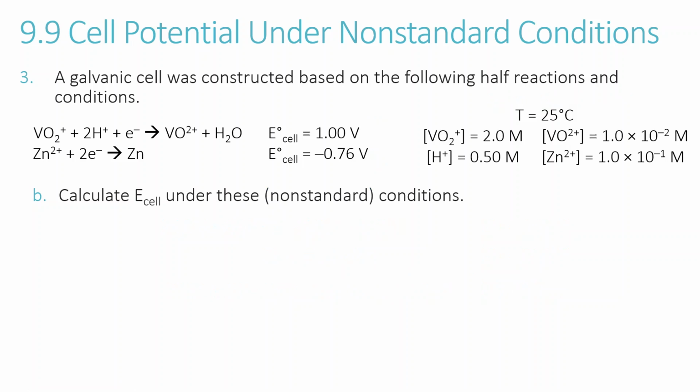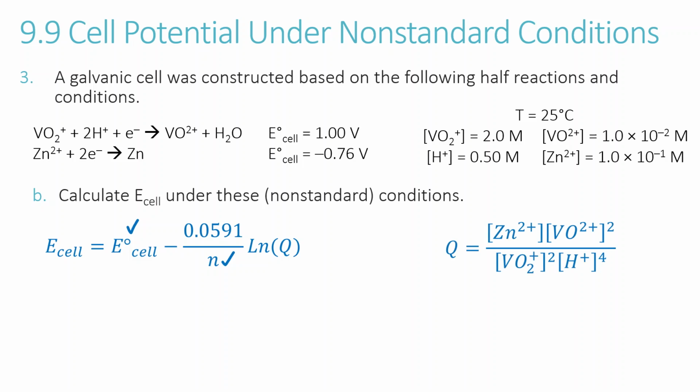So now let's calculate E cell under these non-standard conditions. So we're going to have a little bit of work to do here. We already know E naught cell. We just calculated that in the previous slide. We also know that the number of moles of electrons is going to be 2 here because we previously balanced. So then we'll need to calculate Q, and then we'll need to plug in all of these values and solve to see what our E cell will be.